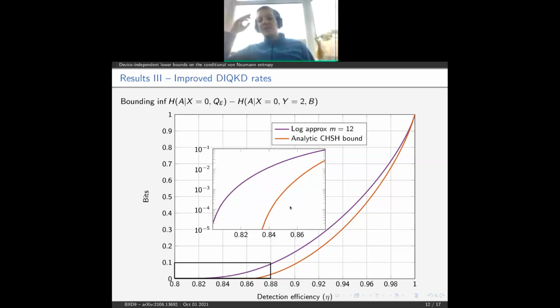And this is interesting because this tells us that the noise thresholds for at least photonics-based experiments are around this 80 to 82% mark, and it says that it's likely that we could actually have a photonics-based DIQKD experiment in the near future, using our technique.